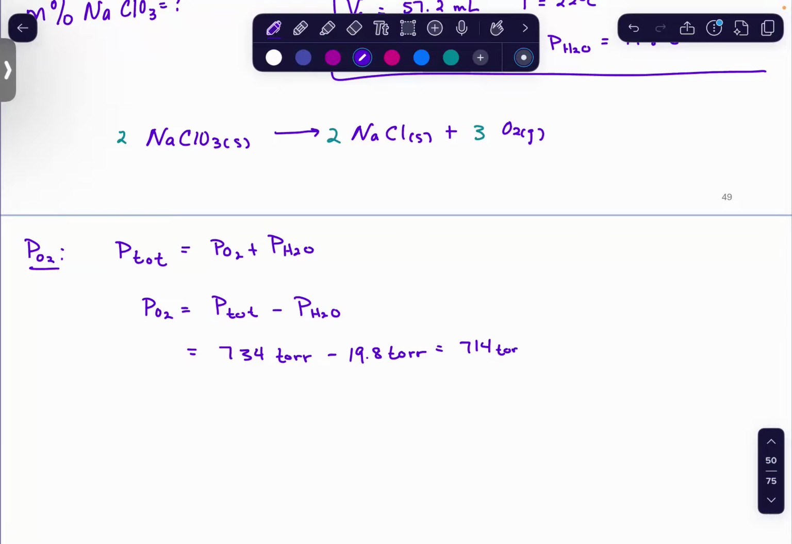Now, this is the step here that a lot of people miss when they get these problems wrong. They're not factoring out the water vapor that's a part of the system.